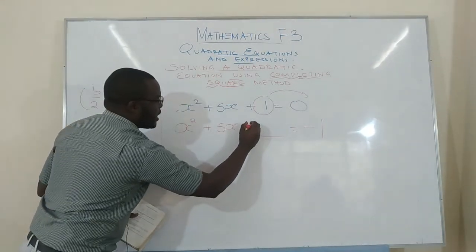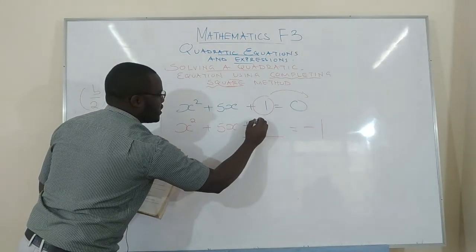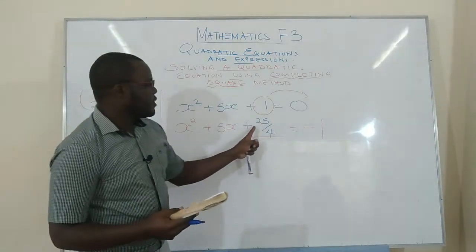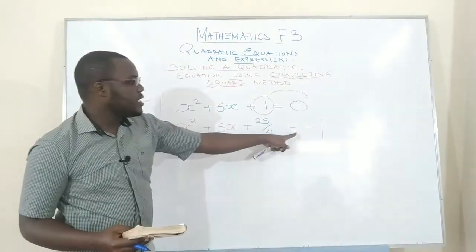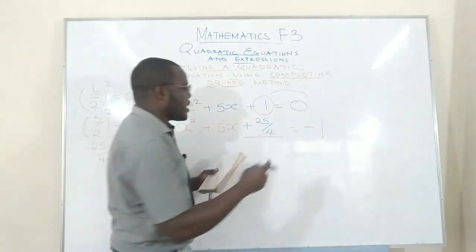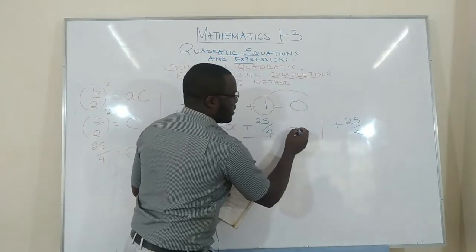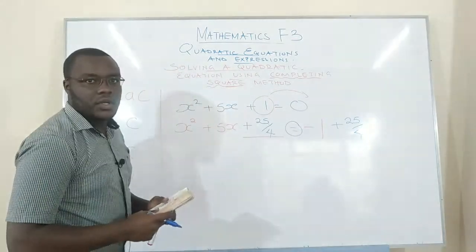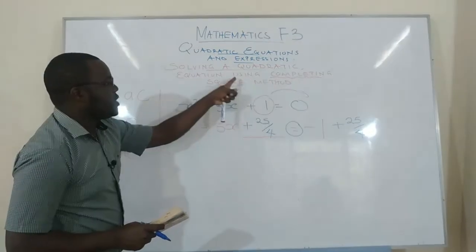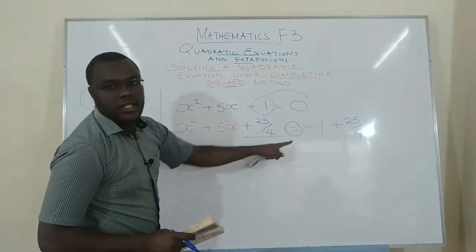So I add, let me use a different pen, I write positive 25 over 4. Now, if I write positive 25 over 4 on one side, this equal sign is not true because I have added something on this side. I must also add 25 over 4 on the other side so that they remain equal. So this value of c, I have added it here to make it a perfect square, and also added it on the other side to maintain the equality.